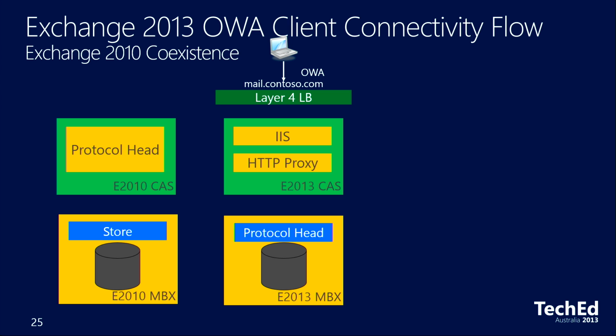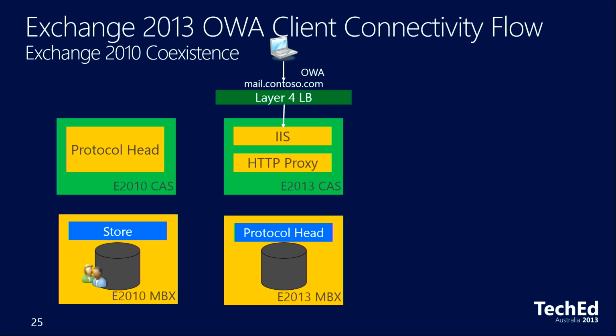The client will resolve that in DNS, and DNS will resolve that endpoint to the IP address on the load balancer. The load balancer will then pass that over to IIS on the 2013 CAS, any 2013 CAS in the CAS array behind that load balancer. The 2013 CAS will then do two lookups. It will look up in Active Directory, first to authenticate the user, and then to find out what version of mailbox they're running on. If the user's running on Exchange 2010 or 2013, then the CAS will do a second lookup in Active Manager to find out where that user's mailbox is located.